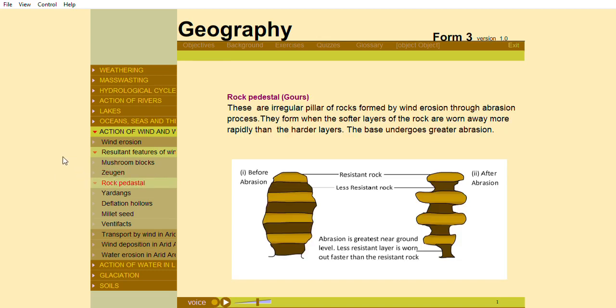Rock pedestal or goas. These are irregular pillars of rocks formed by wind erosion through the abrasion process. They form when the softer layers of the rock are worn away more rapidly than the harder layers. The base undergoes greater abrasion.